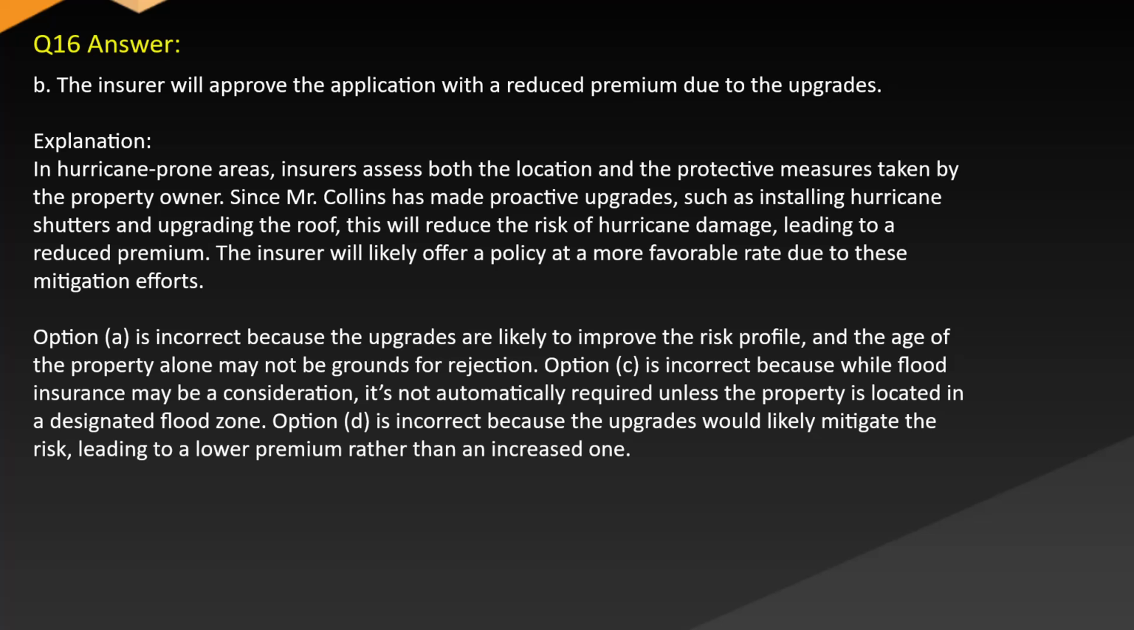Option A is incorrect because the upgrades are likely to improve the risk profile, and the age of the property alone may not be grounds for rejection. Option C is incorrect because while flood insurance may be a consideration, it's not automatically required unless the property is located in a designated flood zone. Option D is incorrect because the upgrades would likely mitigate the risk, leading to a lower premium rather than an increased one.